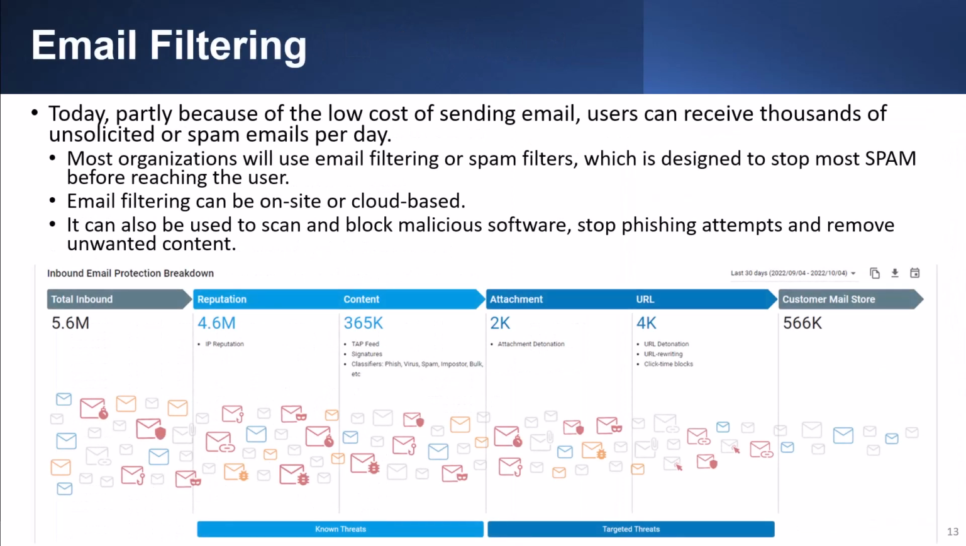Today, partly because of the low cost of sending email, users can receive thousands of unsolicited or spam emails per day. Most organizations will use email filtering or spam filters, which are designed to stop most spam before reaching the user. Email filtering can be on-site or cloud-based. It can also be used to scan and block malicious software, stop phishing attempts, and remove unwanted content.